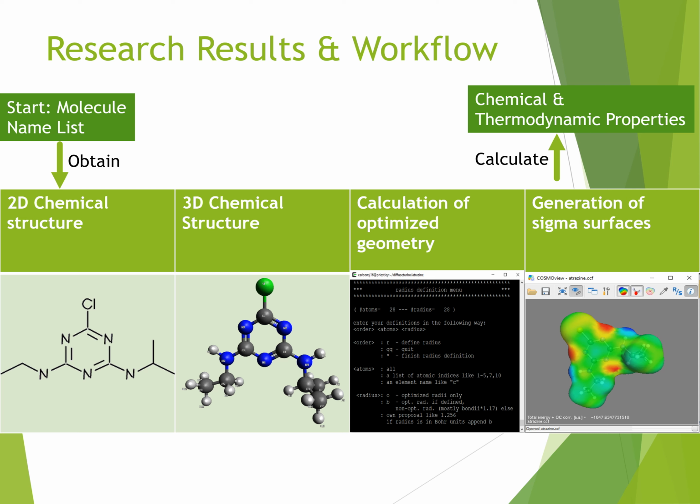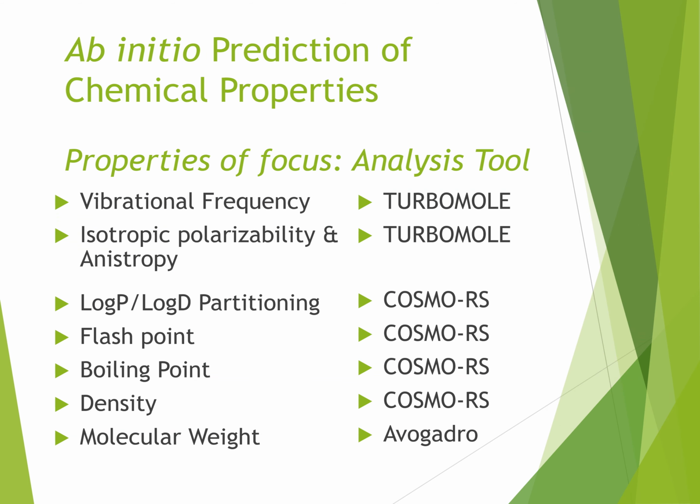These were then imported into TurboMole and run on a Linux server cluster to produce optimized geometries, which were then exported into COSMOtherm, where various chemical and thermodynamic properties were calculated. Over the course of this project, many properties were calculated, including vibrational frequency and isotropic polarizability and anisotropy in TurboMole, log P over log D partitioning, flash point, boiling point, and density in COSMO-RS, and finally molecular weight directly from Avogadro.